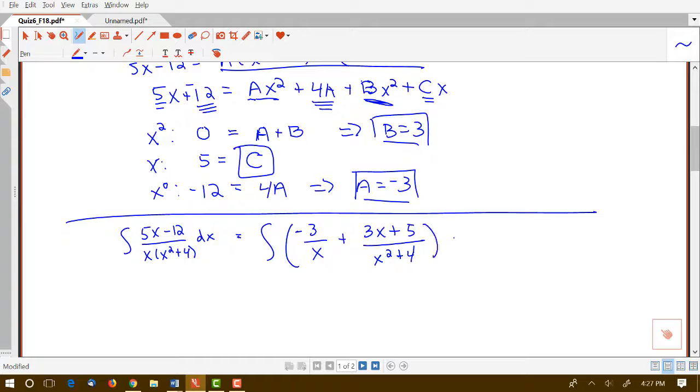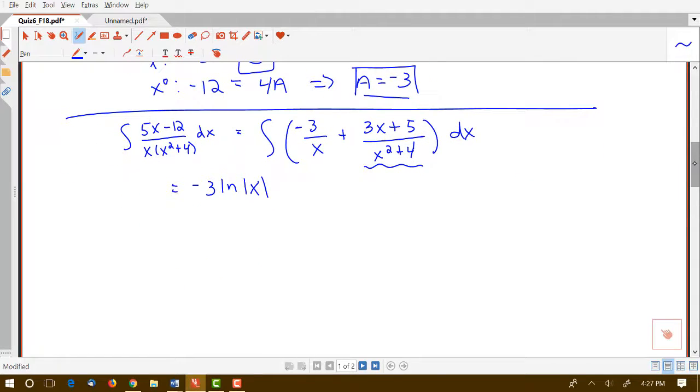Okay. So the part of this that's a little bit trickier is the second integral. So we know that the integral of our negative 3 over x is going to be negative 3 log absolute value of x. Okay, and then we're going to need to integrate this 3x plus 5 all over x squared plus 4. So there's several different ways that you can do this. One way, okay, so method 1 would be to use some trig sub.